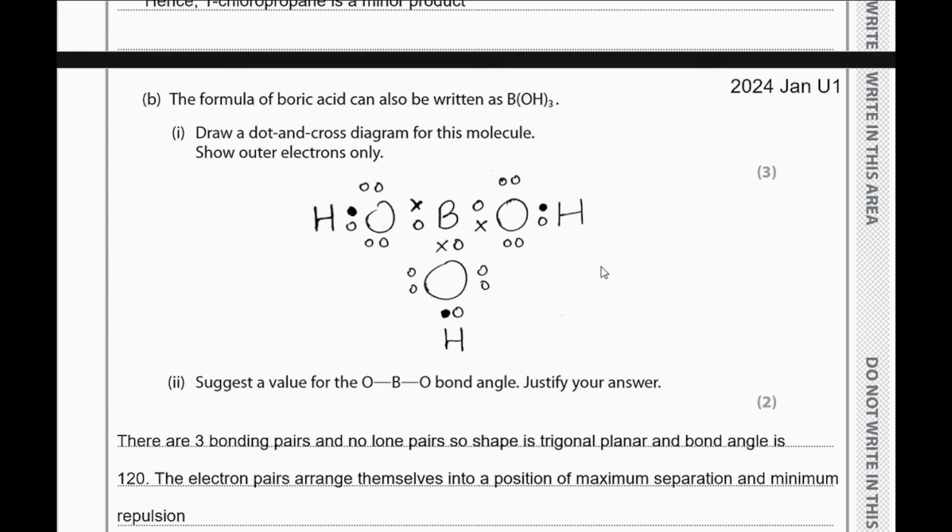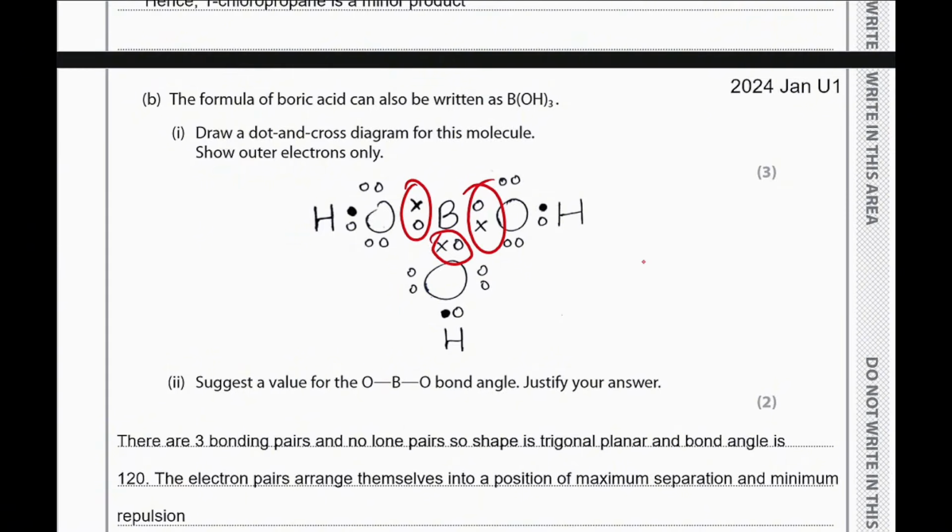The formula of boric acid can also be written as B(OH)3. The task is to draw a dot and cross diagram for this molecule and to show the outer electrons only, and suggest a value for the OBO bond angle. So justify your answer. Now, if they ask what the value of the OBO bond angle will be, you need to first identify the number of bond pairs. So we can clearly see there are 3 bond pairs right here, and since there are no lone pairs, the repulsion will be less.